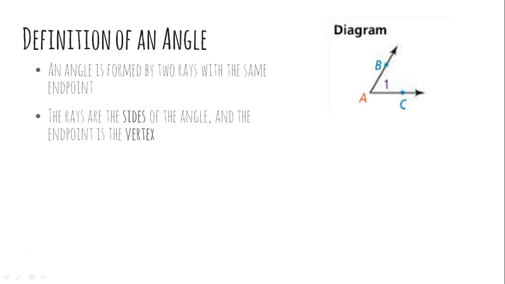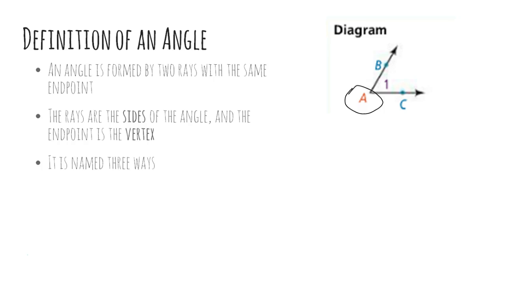So as you see in the diagram on the right there, ray AB and ray AC are the two sides of the angle, and the vertex is actually going to be point A. So we can circle that right here. So point A is our vertex, and AB and AC are going to be our rays.